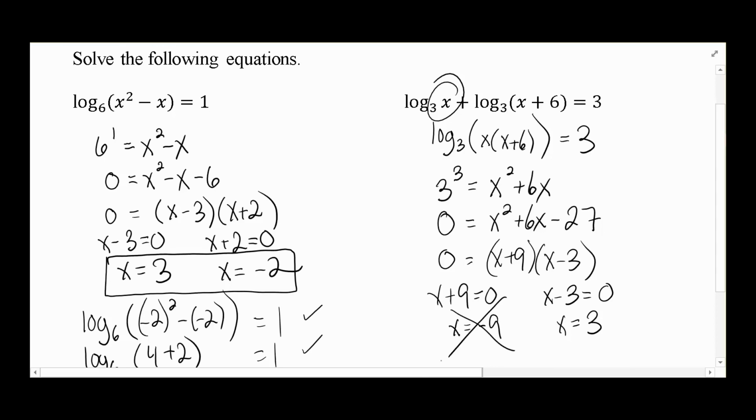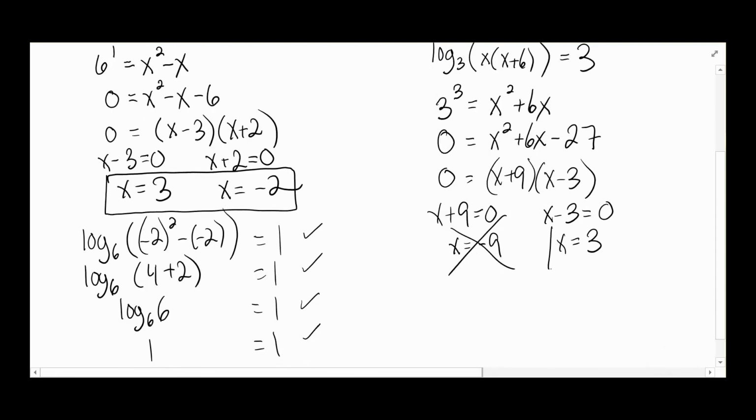As we saw in the first example, a negative answer isn't a bad problem. It isn't an extraneous solution. The problem is when an argument becomes negative. Now when I plug x equals 3 into the first argument, that's positive. When I plug it into the second argument to get 3 plus 6, that's positive as well. So x equals 3 is perfectly fine.